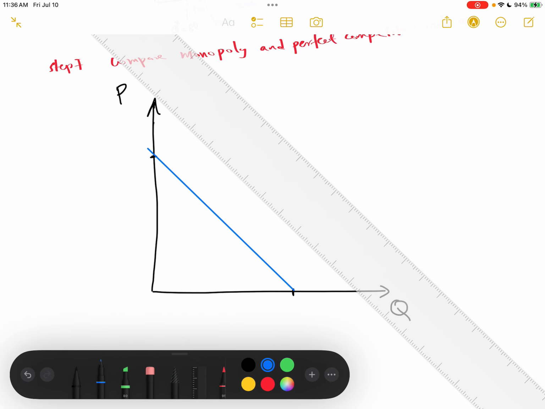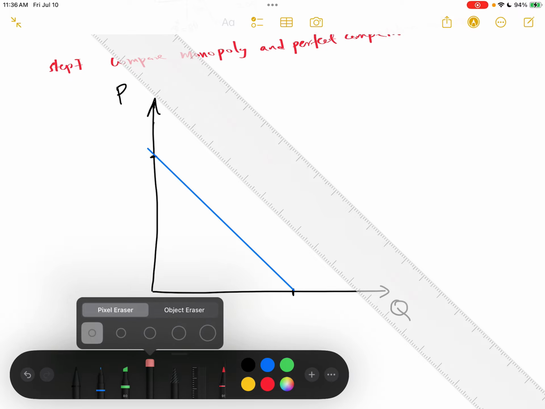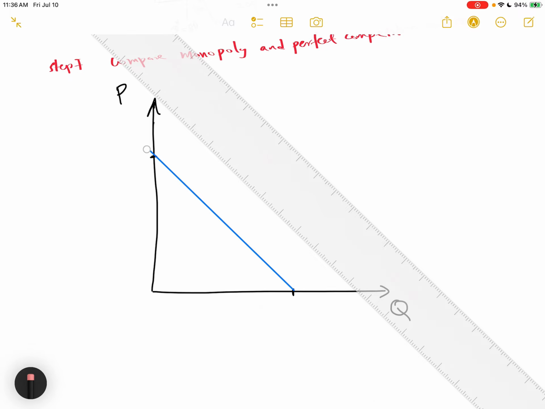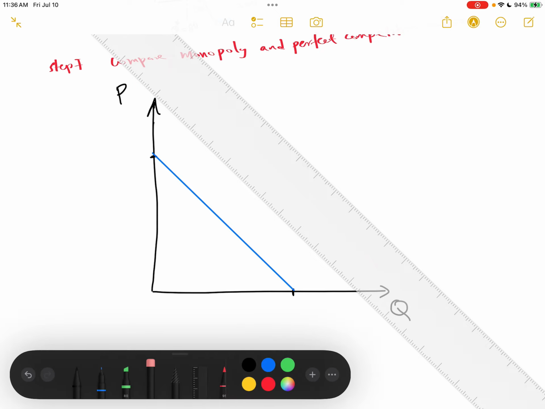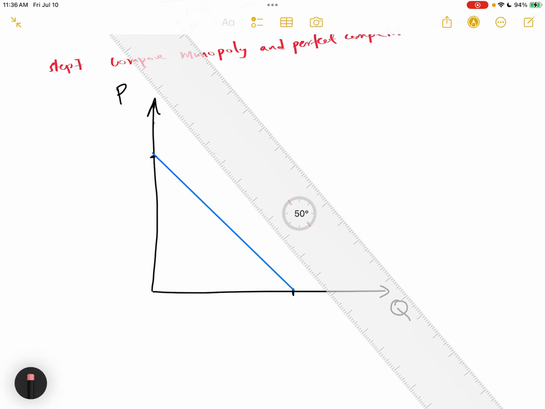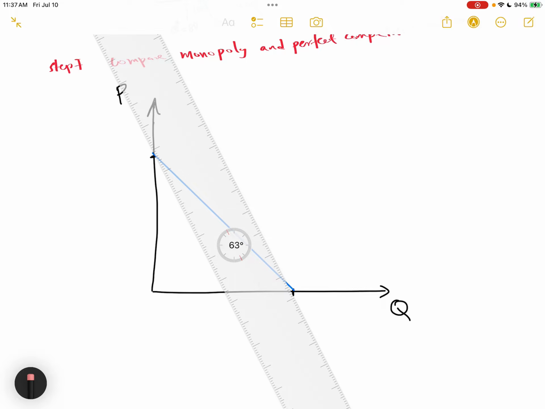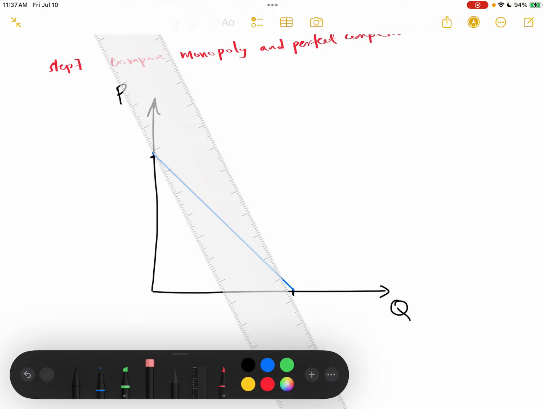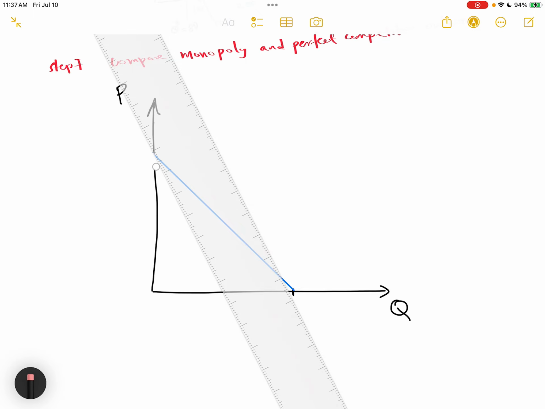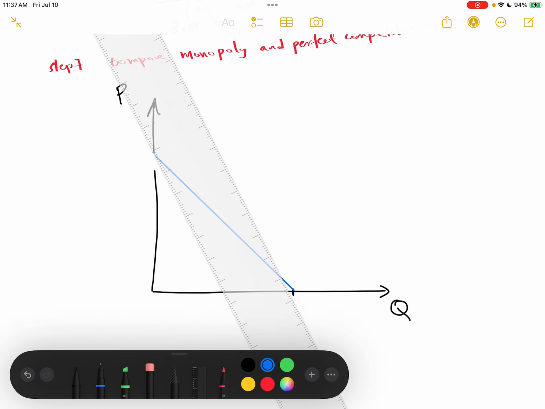That's the demand curve. That's a perfect looking demand curve, isn't it? Now, let's draw the marginal revenue. Marginal revenue shares the same intercept as the demand curve, like so. Let's use blue as well. That way I don't run out of color.